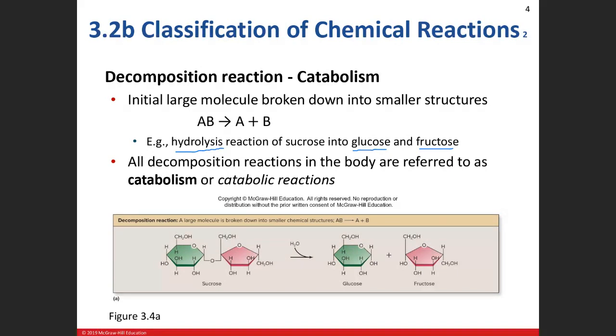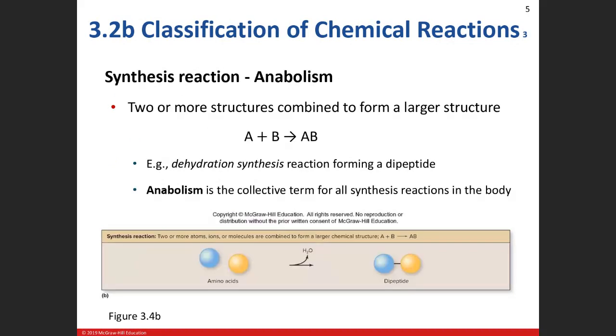So think of this as digestion. The next one here is going to be our synthesis reaction, otherwise known as anabolism. So we're going to take two or more structures, combine them together, and make one big, large structure. The example that we're going to use down here is a dehydration synthesis reaction.